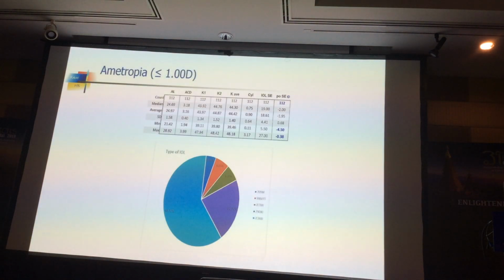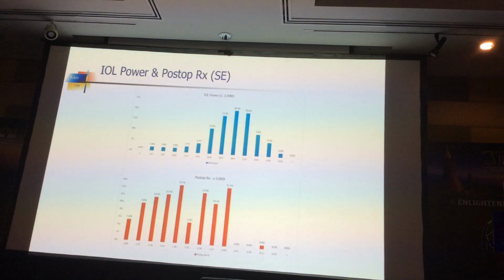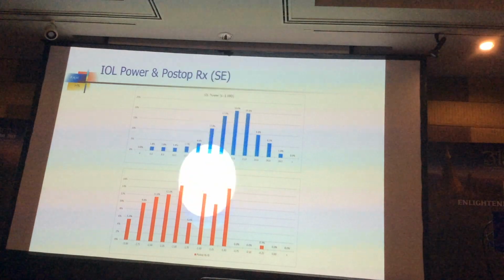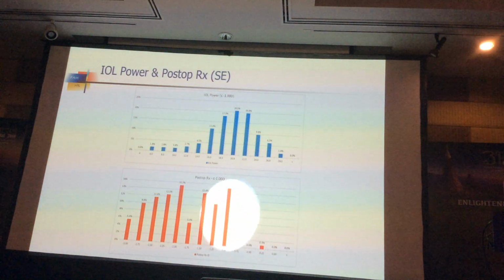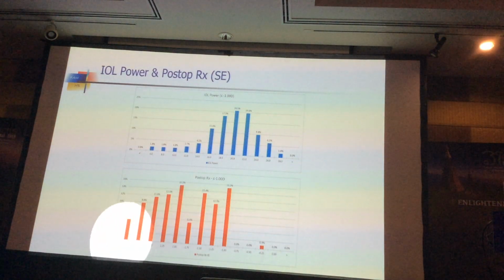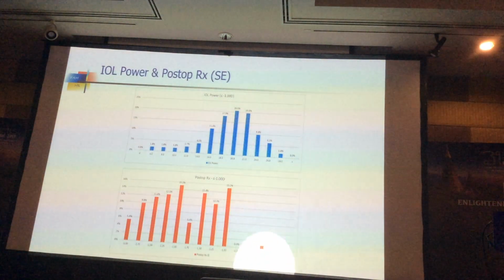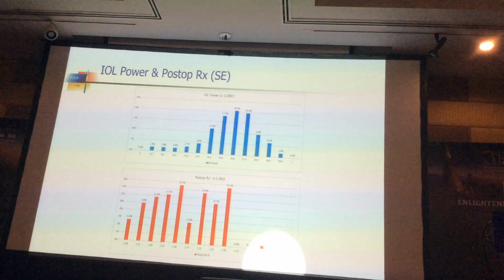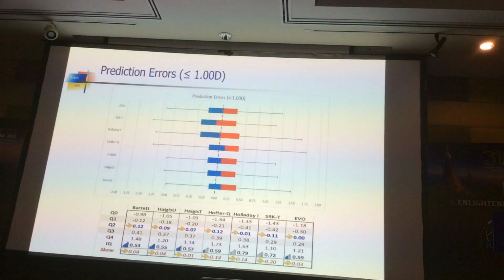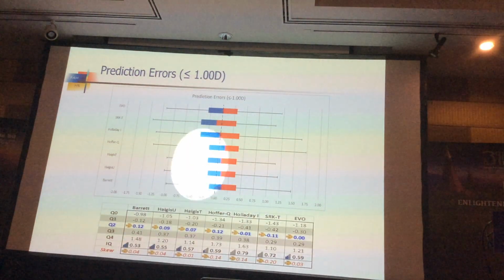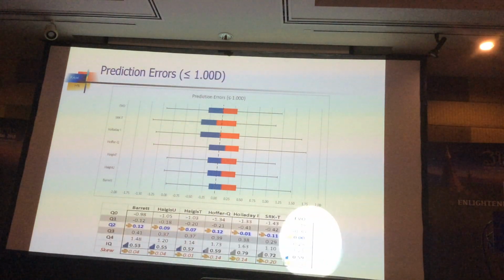All right, 112 eyes. This is the distribution of IOL power, but look at here. Most of these are post-operatively 1 diopter or more, because that's where we aim for. But for some, there's still a refractive surprise. This is a refractive surprise because we aim for 1 diopter or more. All right, now the formulas generally are okay. They are quite close to the center.